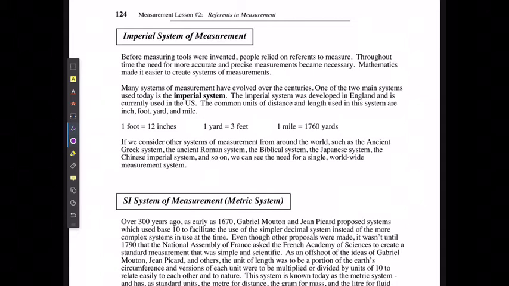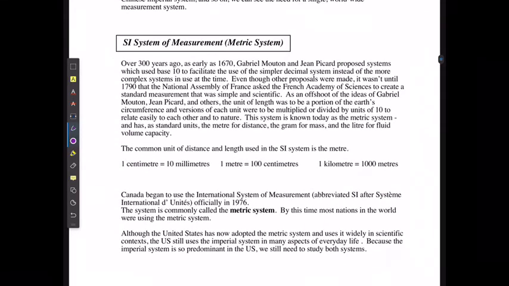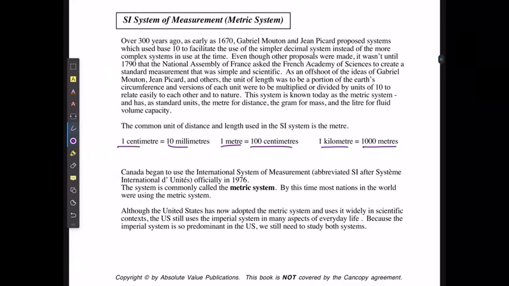When we're doing the imperial system, we're going to say that 1 foot is 12 inches, 1 yard is 3 feet, 1 mile is 1,760 yards, or 1 mile is the same as 5,280 feet. The metric system is based on a base 10 system, kind of like how we count. So 1 centimeter is 10 millimeters, 1 meter is 100 centimeters, 1 kilometer is 1,000 meters, which we pretty much all know at this point.